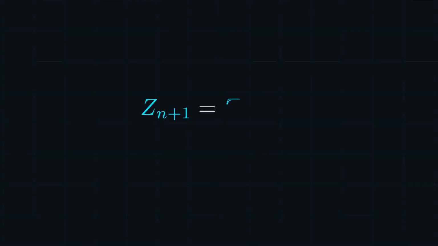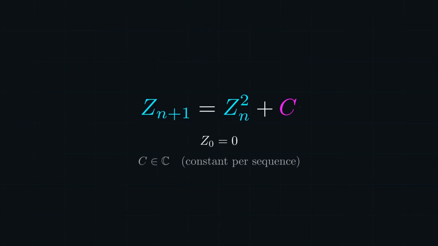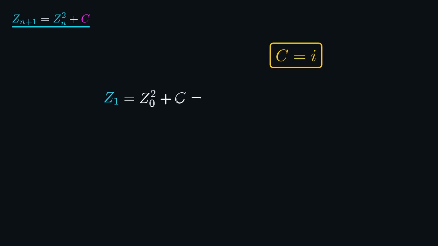Things start with a recurrence relation: Z(n+1) equals Z(n) squared plus c. Here Z0 equals 0 and c is constant for each sequence, and all the terms belong to complex numbers. For different values of c, we obtain different sequences. Let us understand it a bit more clearly.